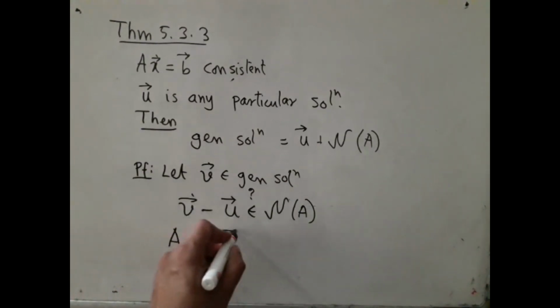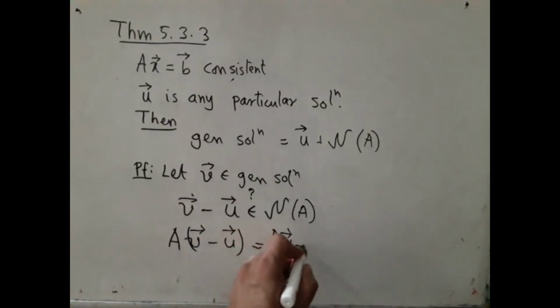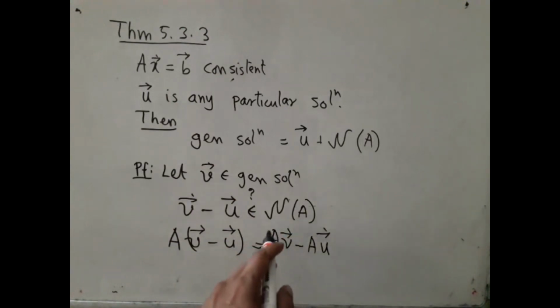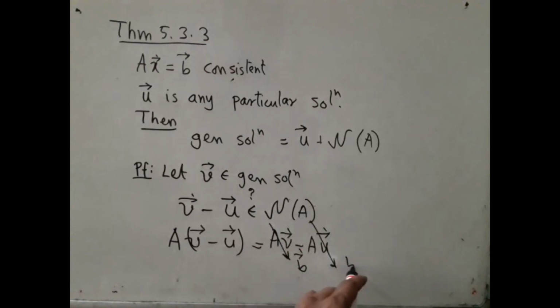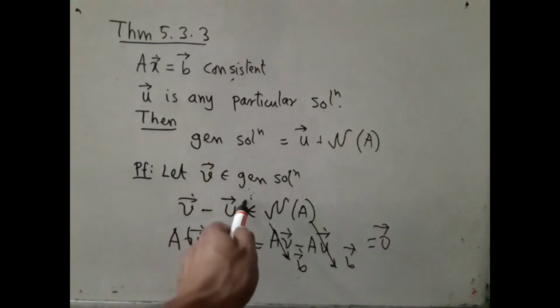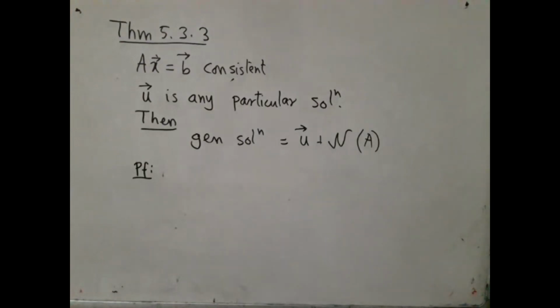A(V minus U), that is AV minus AU. Because V is a solution, AV must be equal to B. Because U is also a solution, AU also must be equal to B. So I get 0. And hence I can indeed see that V minus U is in null space of A. Next I have to prove the converse.